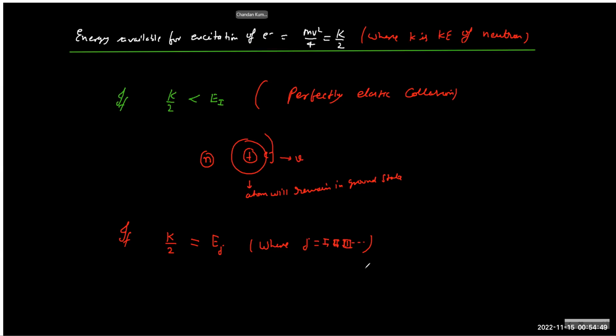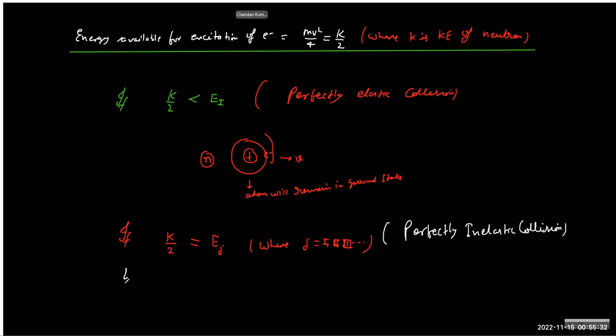So the moment this energy is equivalent to any of the excitation energies, 1, 2, 3, 4, 5, whatever, then all of the energy will be taken by the electron and it will go to the excited state. And because all of the energy in the CM frame is consumed in this process, such a collision is called a perfectly inelastic collision.